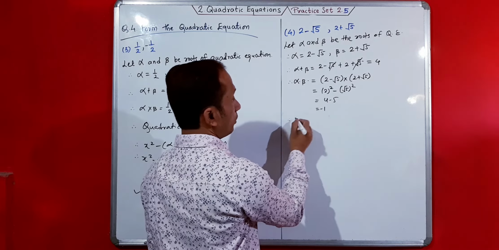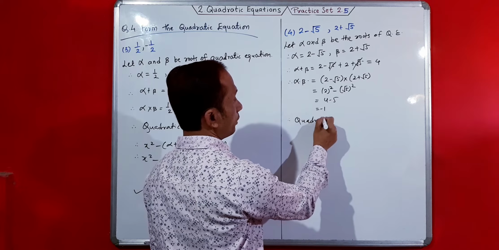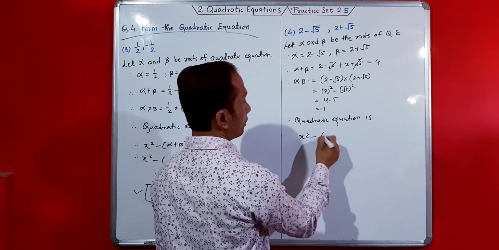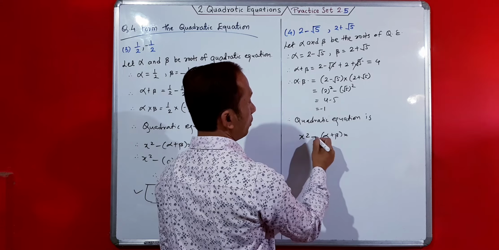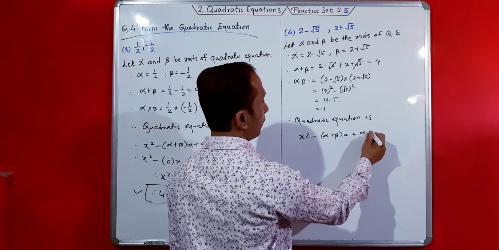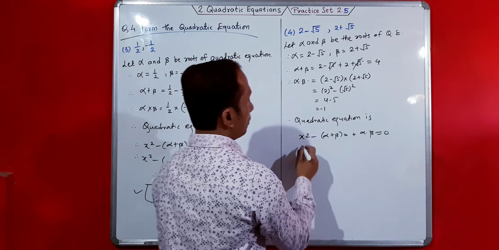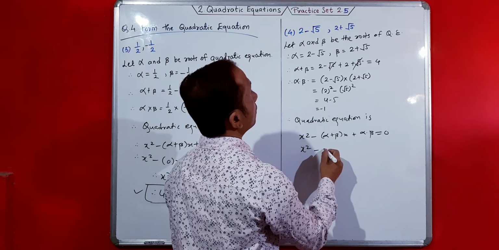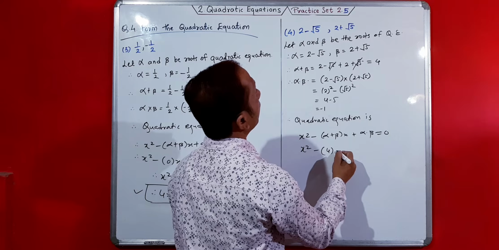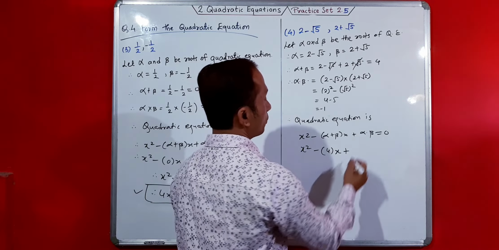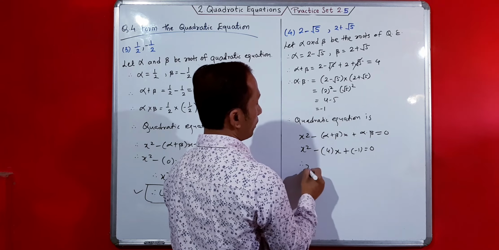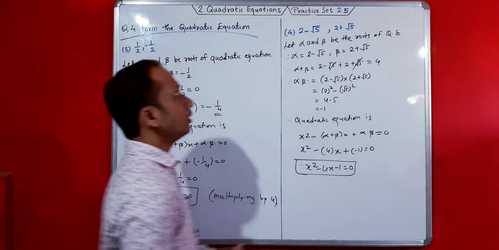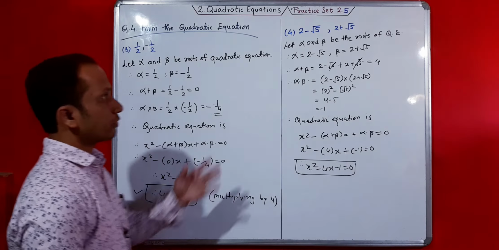Therefore the quadratic equation is x square minus (alpha plus beta) x plus alpha into beta is equal to 0. So x square minus 4 into x plus alpha into beta, which is minus 1, is equal to 0. So x square minus 4x minus 1 is equal to 0. This is the required quadratic equation for questions number 3 and 4.